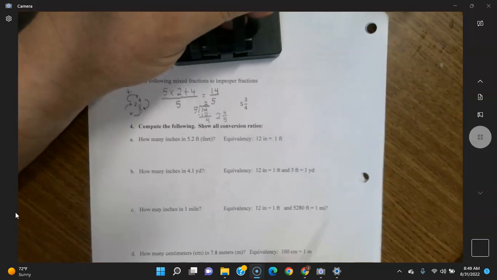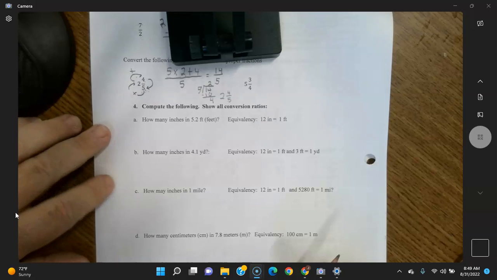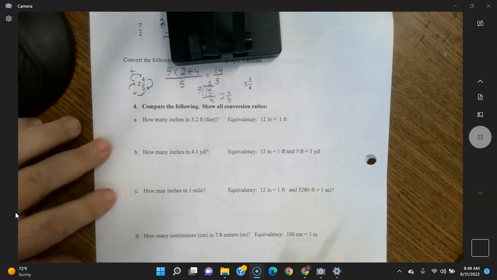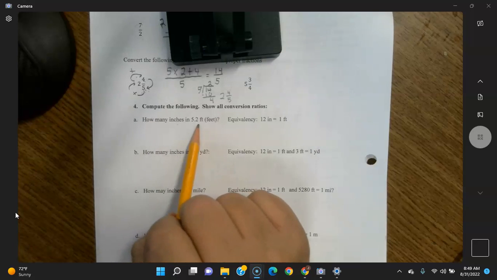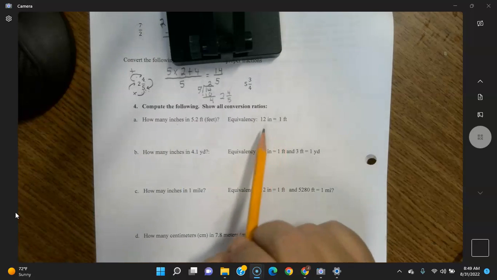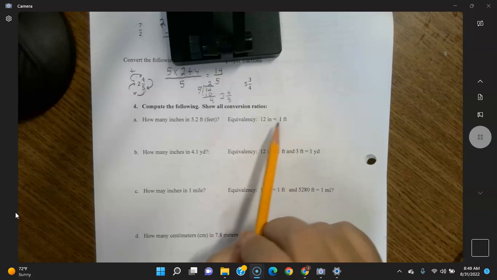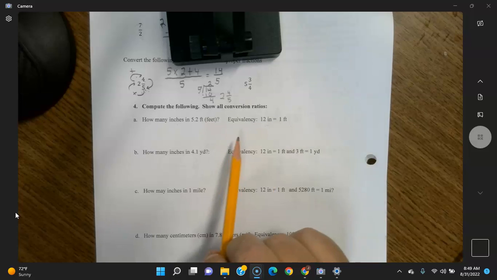Okay, dimensional analysis is really important in chemistry. We did A and C in class. We're going to actually do more of them in class. So here's how you approach this. It's asking how many inches in 5.2 feet. And it's giving you a relationship between inches and feet. You have to have that, otherwise you can't do the problem. And most of you, I think, know that there's 12 inches in 1 foot.